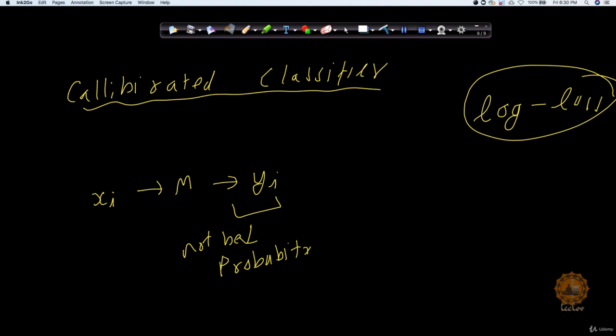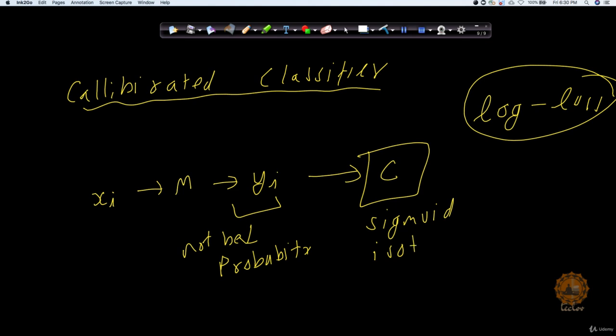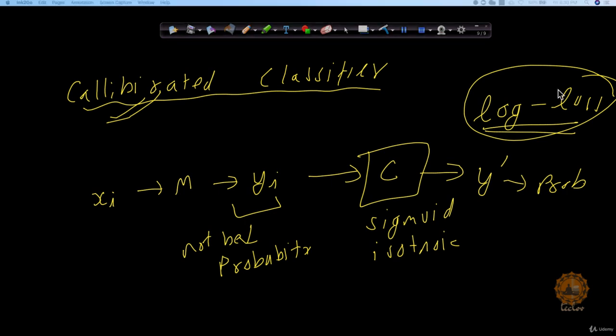So what we do is build it again with a classifier, which is called a calibrated classifier. It may be a sigmoid function, or it may be any advanced-level function like isotonic. Then it is going to return the output in the form of y dash. This is going to be a probability. So as a thumb rule, whenever you're going to use log loss, it's always a good idea to use a calibrated classifier, so that your final output is always in the probability format. It's going to help you convert it to the probability format and use it.